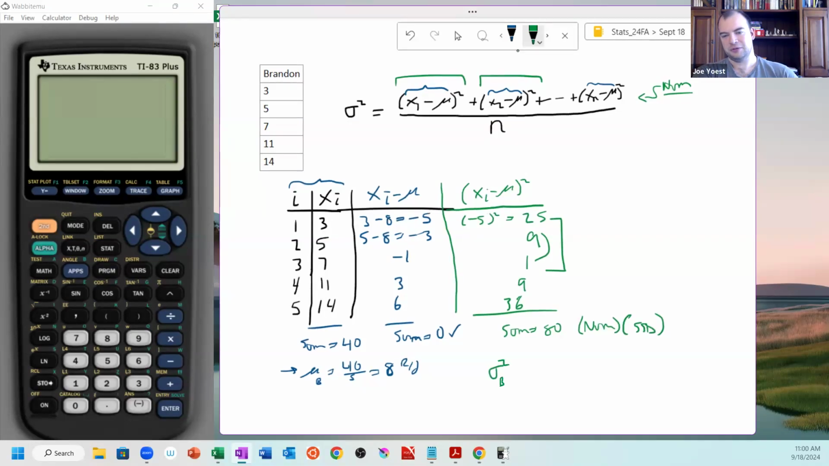And then sigma squared for Brandon is 80. Again, this is a population, so we're just dividing by n, not n minus 1. 80 divided by 5 is 16.